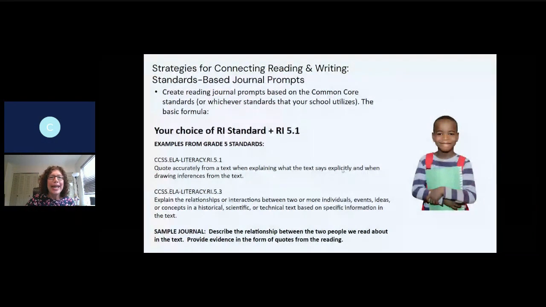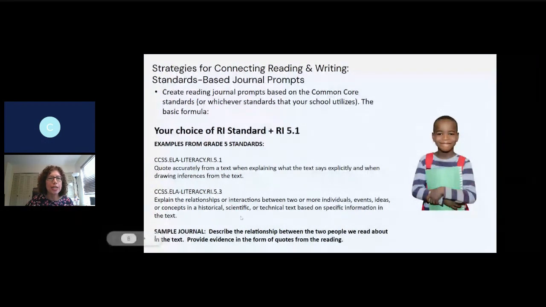So you could take your choice of, let's say, the RI standard, Reading Informational Standard, and add it to RI 1. And RI 1 always has to do with taking evidence from a text that you have read. So this one is the 5th grade one. It says, RI 5.1, quote accurately from a text when explaining what the text says explicitly and when drawing inferences from the text. And then I'm going to add my choice.